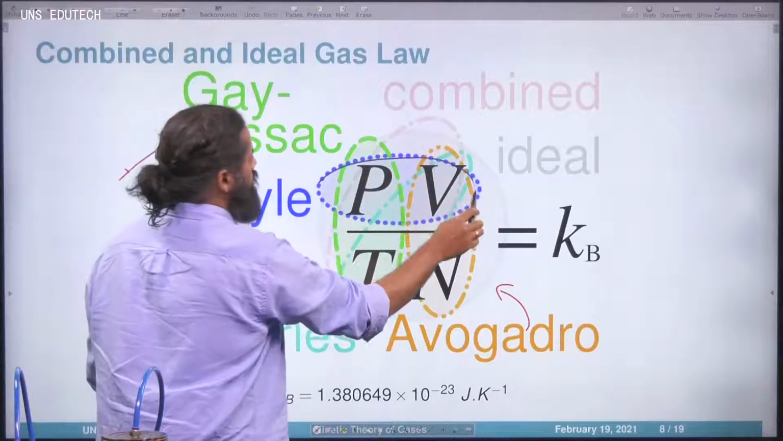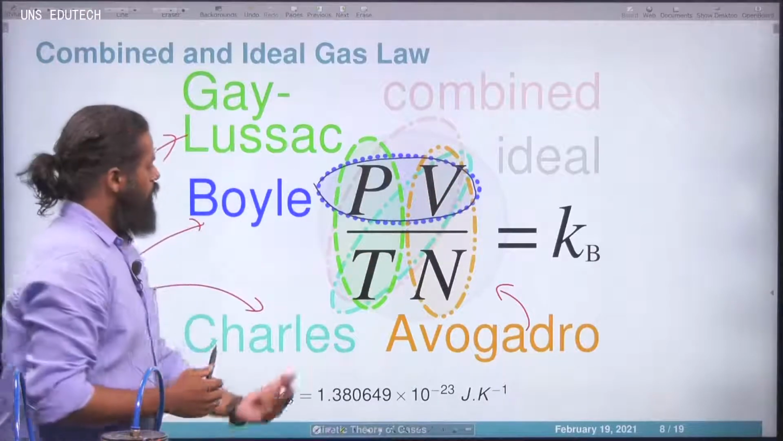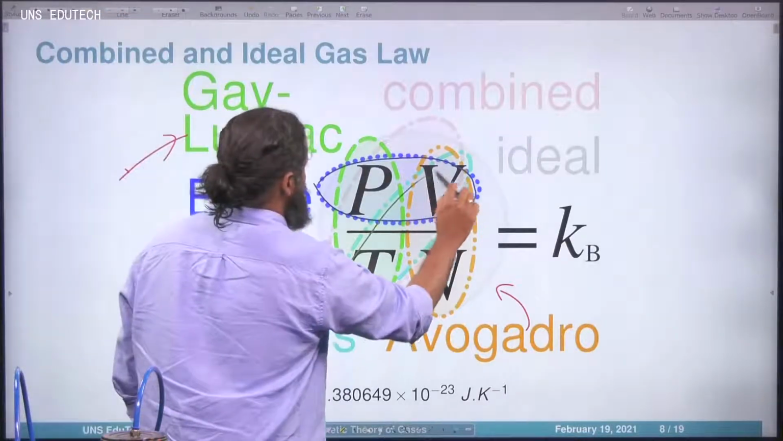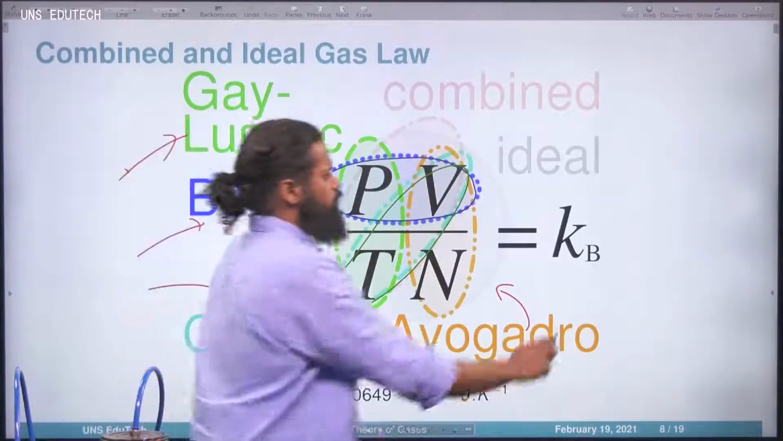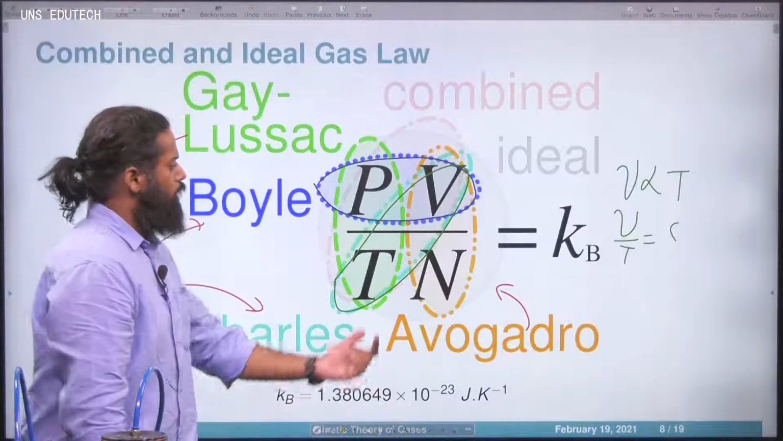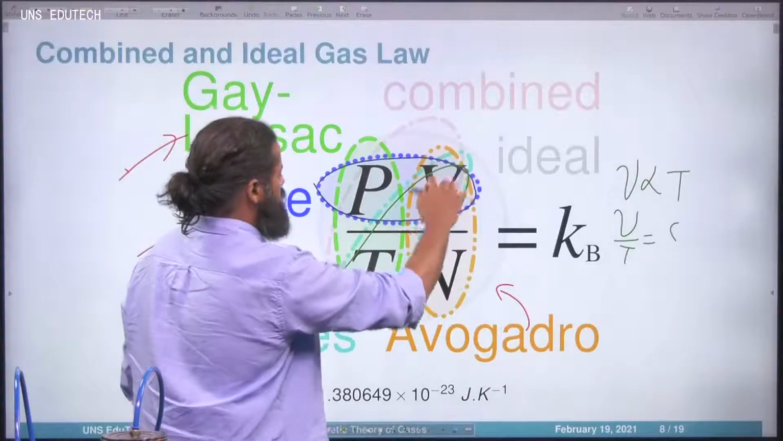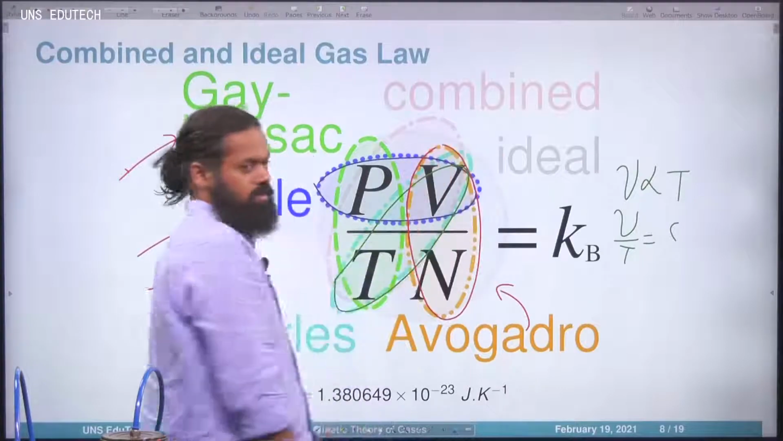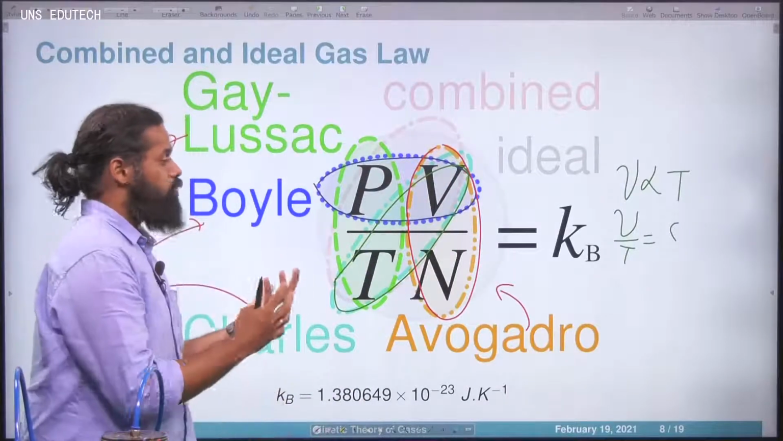This part in blue is nothing but Boyle's law. Then again Charles law: V by T is a constant, because we saw that V is proportional to T. That is the mathematical statement for Charles law, so this part is constant. Now one more thing, the Avogadro law, V by N is constant. So you can see Avogadro law, V by N is constant. We are combining all the 4 cases, trying to get a single equation, trying to make a single constant.